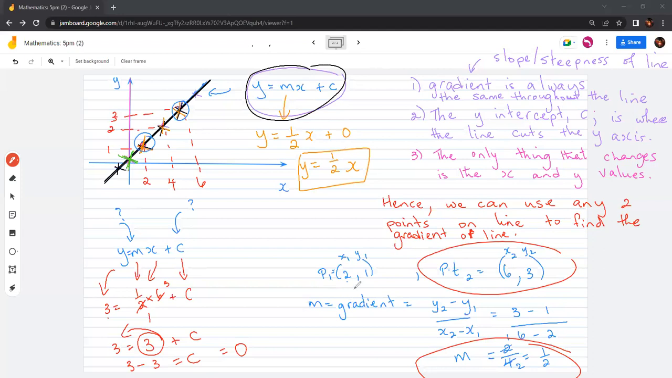After you find the gradient, you can substitute it into the equation of a straight line, which is and will always be y is equal to mx plus c. So you substitute the value of your gradient along with 1 point using the y and the x coordinates. And then you could find the c. You solve for c as though it's a regular algebraic sum. And that's it.